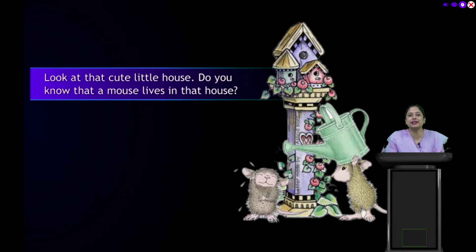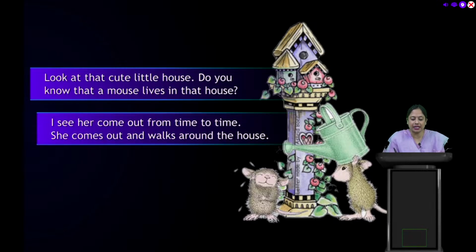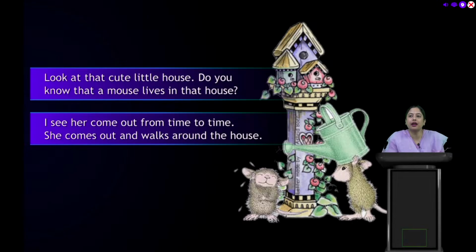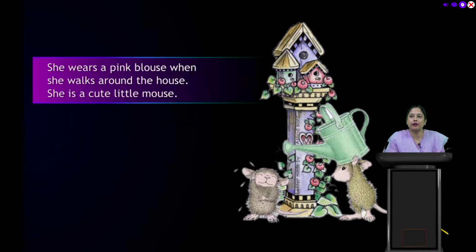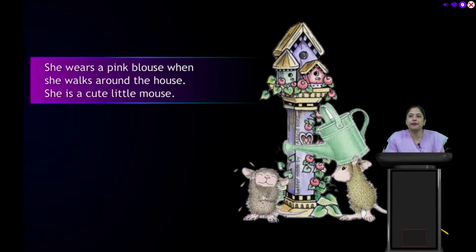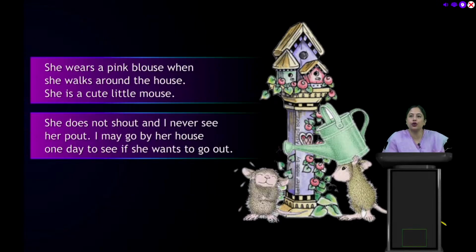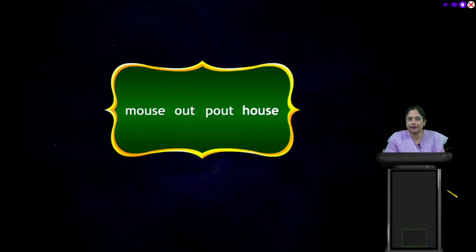Alright? Let's begin. Look at that cute little house. Do you know that a mouse lives in that house? I see her come out from time to time. She comes out and walks around the house. She wears a pink blouse when she walks around the house. She is a cute little mouse. She does not shout and I never see her pout. I may go by her house one day to see if she wants to go out.